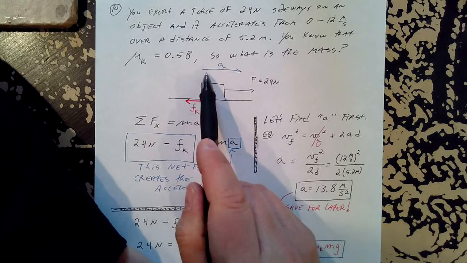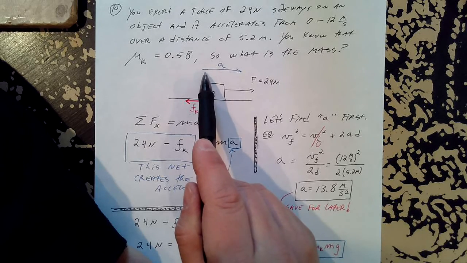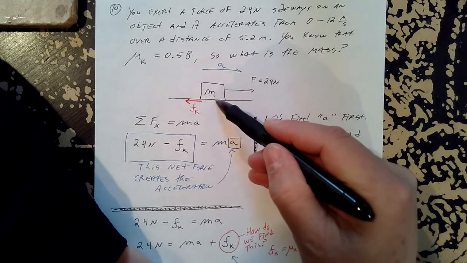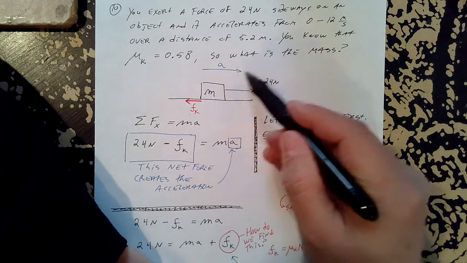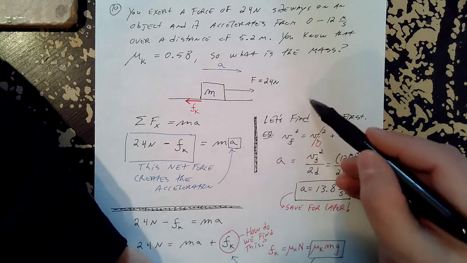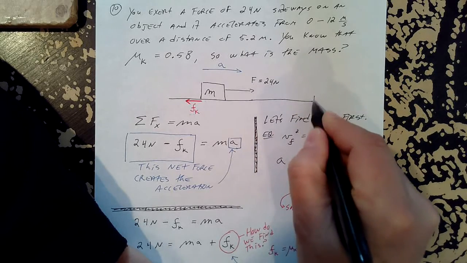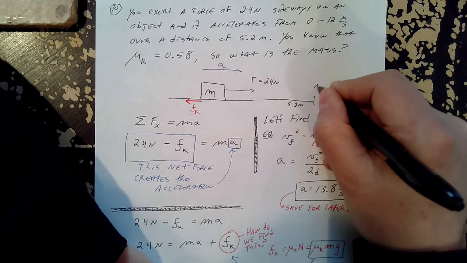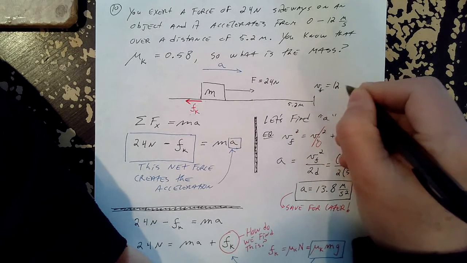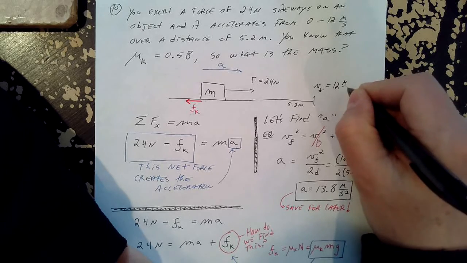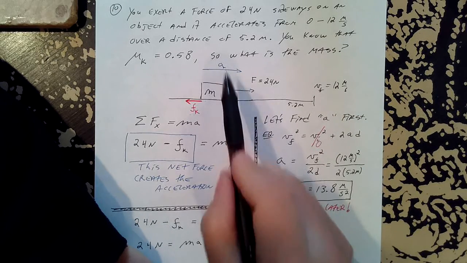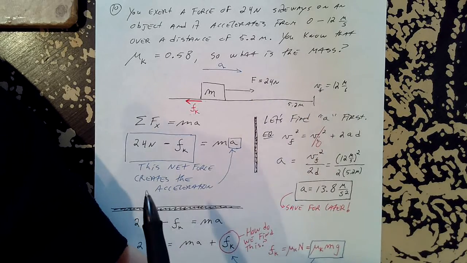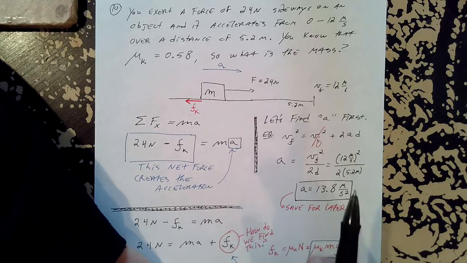We do have acceleration, right? It's accelerating in the direction of this force. It starts at rest, so it's at 0 meters per second. Then 5.2 meters later, it has a velocity of 12 meters per second. Okay, so some acceleration over this displacement created that final velocity. We need to figure out the mass.